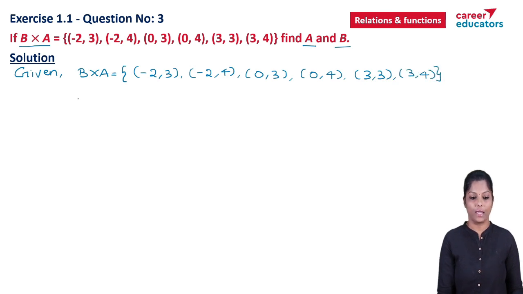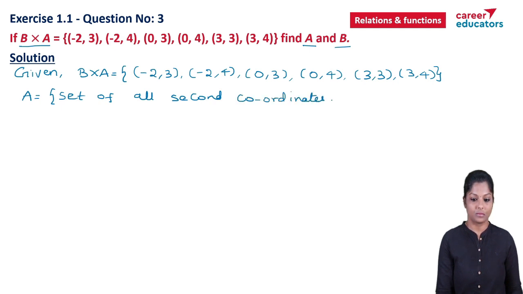To find A, we have to write set of all second coordinates of elements of B cross A. Therefore, A equal to 3, 4.